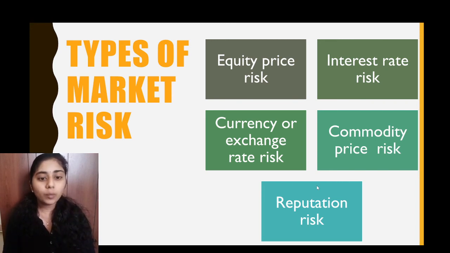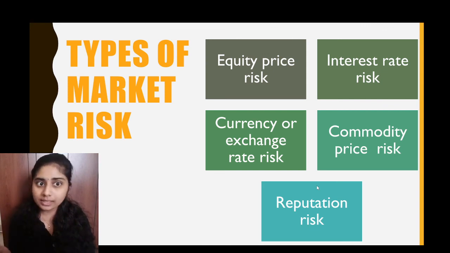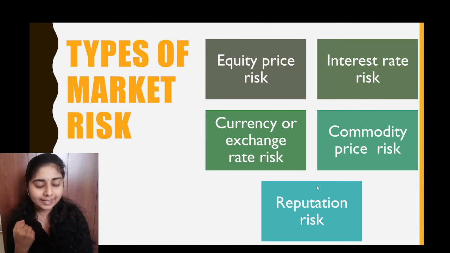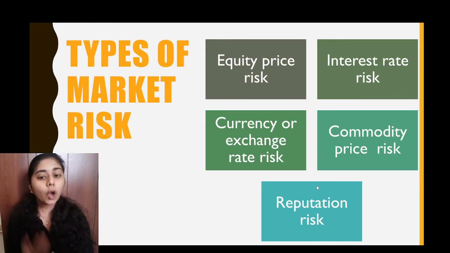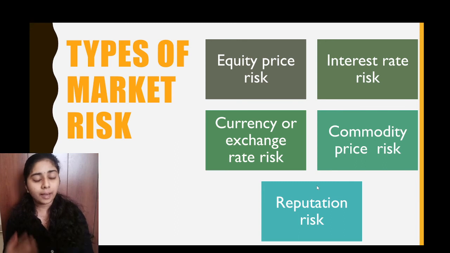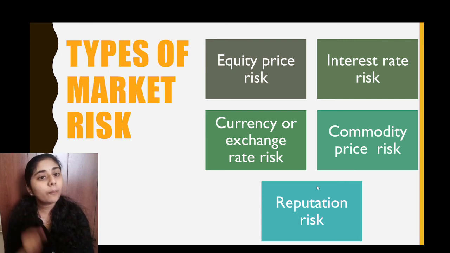Then the third one is currency or exchange rate risk. It is when there is a change or fluctuation in the currency rate or in the foreign exchange market. If the value of one currency goes down or goes up, it may create a change in the foreign exchange environment, and that risk is known as currency or exchange rate risk. Next comes commodity price risk. It is when there is an increase or decrease in the price of a commodity, such as grains, oil, petrol, etc. That will create a risk, and that is known as commodity price risk.